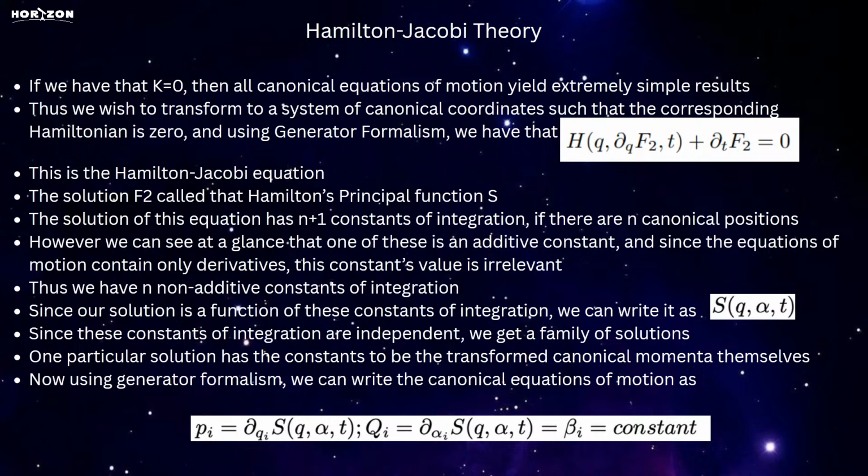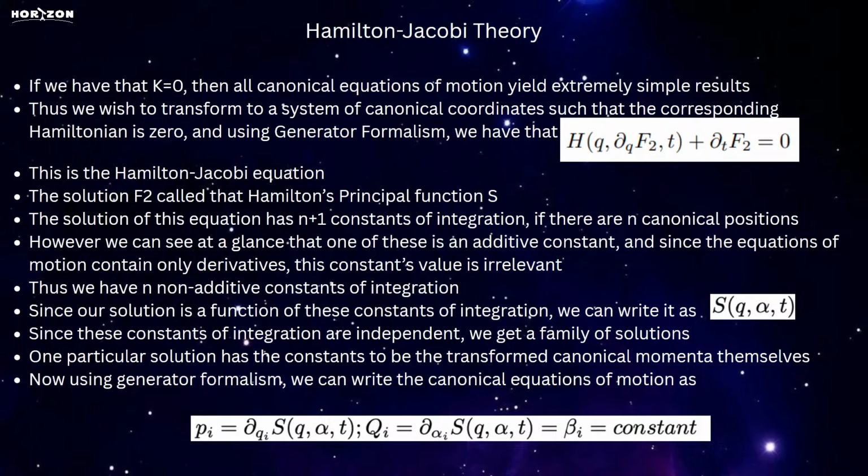Now, if you look at this, this has n q's and 1 t. So n plus 1 total independent variables, which results in n plus 1 constants of integration. However, if we add some constant to F2, this equation still remains true if the original F2 is a solution. Thus, one of these constants of integration must be a purely additive constant. The canonical equations, however, depend only on the derivatives of F2, which means this constant's value is irrelevant to the larger system as a whole. We can neglect this and focus on the remaining n variables alone.